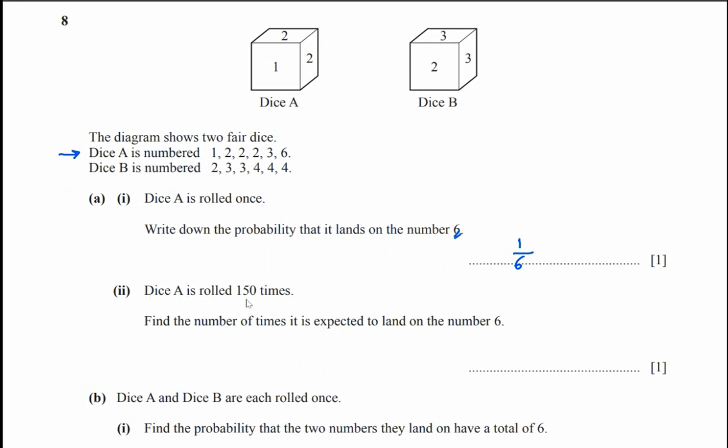Then, dice A is rolled 150 times. Find the number of times it is expected to land on the number 6. As we did in the last question, we found the probability of number 6 is 1 over 6. So all we have to do is multiply the probability of 6 by 150. So 1 over 6 multiplied by 150 equals 25.